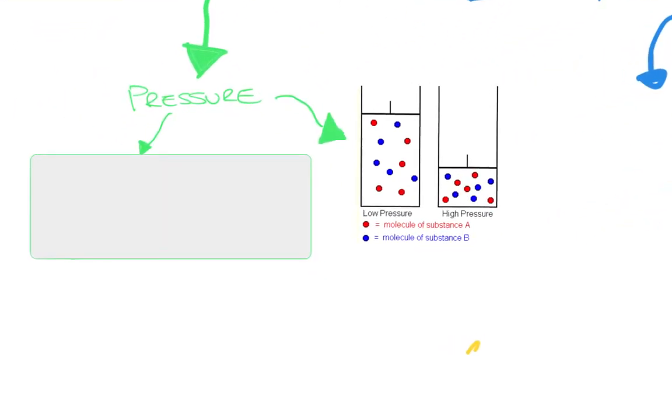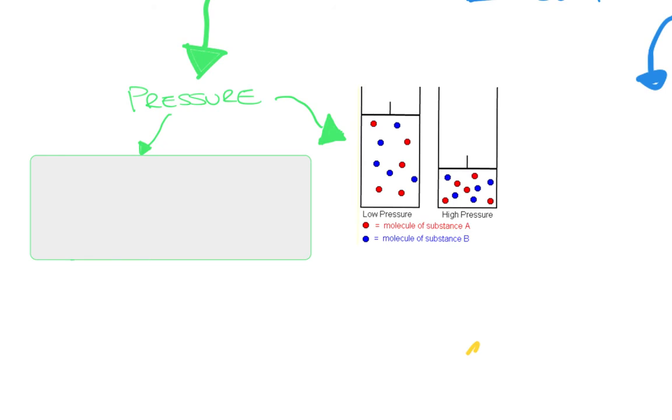Let's look at pressure. On the diagram here, you can see 2 different scenarios. On the left-hand side, you can see a container where there is more space, but the same number of particles. And on the right-hand side, a container where there is less space, but again, the same number of particles. The difference here is not the size of the container, although I know that is a difference. What we're looking at here is the distance between particles.